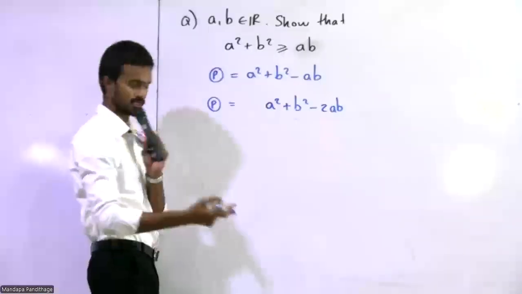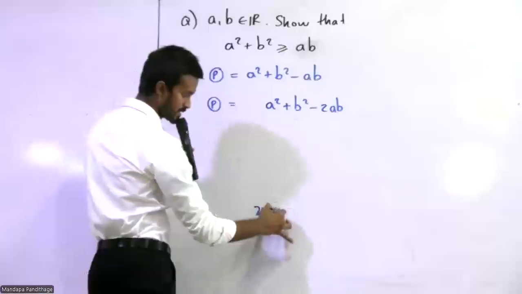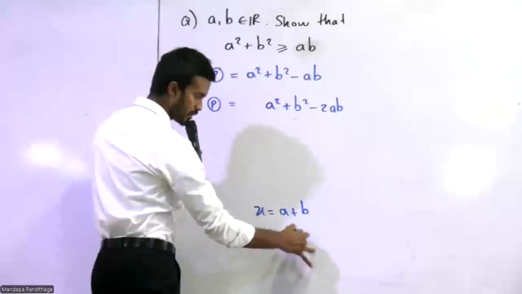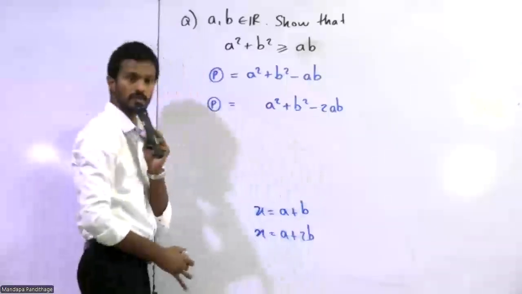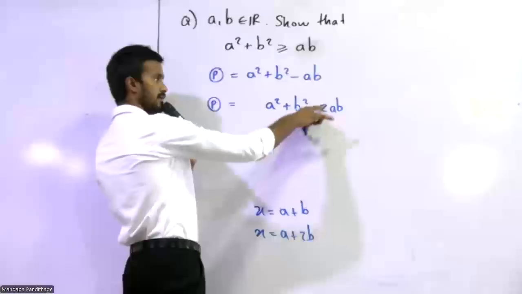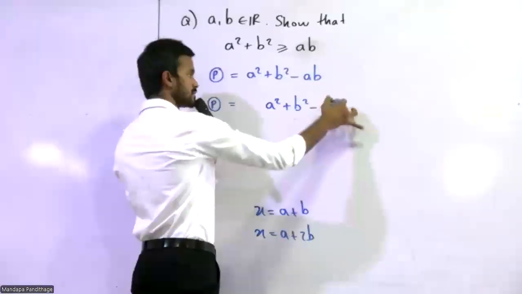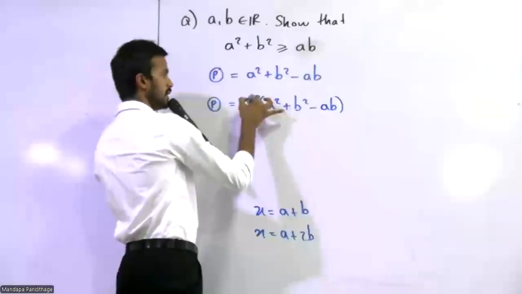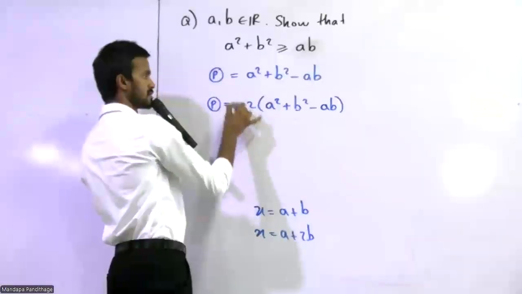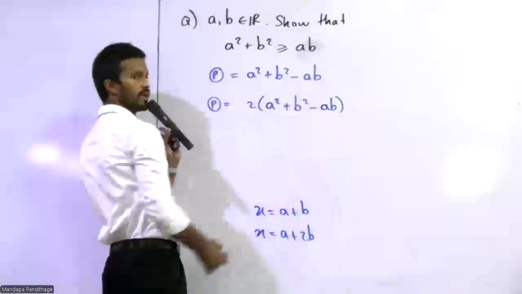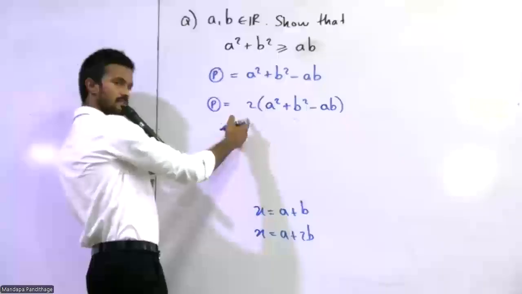Mathematically it should be correct. For example, if you are writing x is equal to a plus b, next step you can't write that x is equal to a plus 2b. That is wrong. But you want a 2 here. For that purpose, I'm multiplying the entire expression by 2. So what is my intention? Then I get this 2ab term. But even this is mathematically wrong.